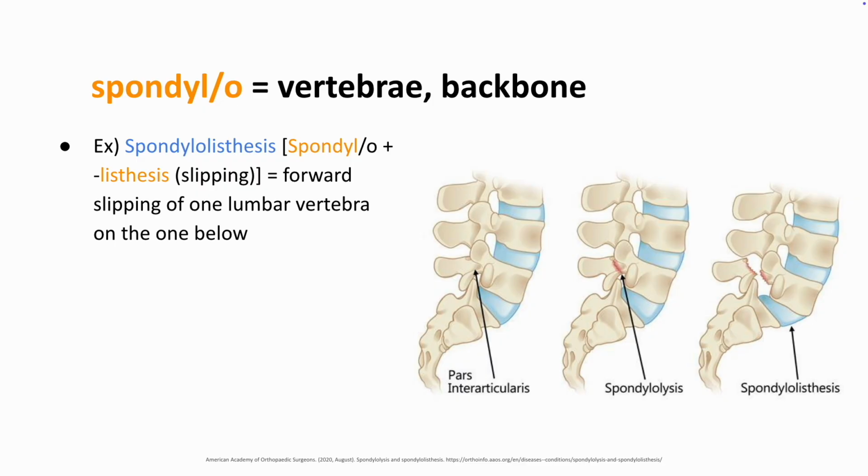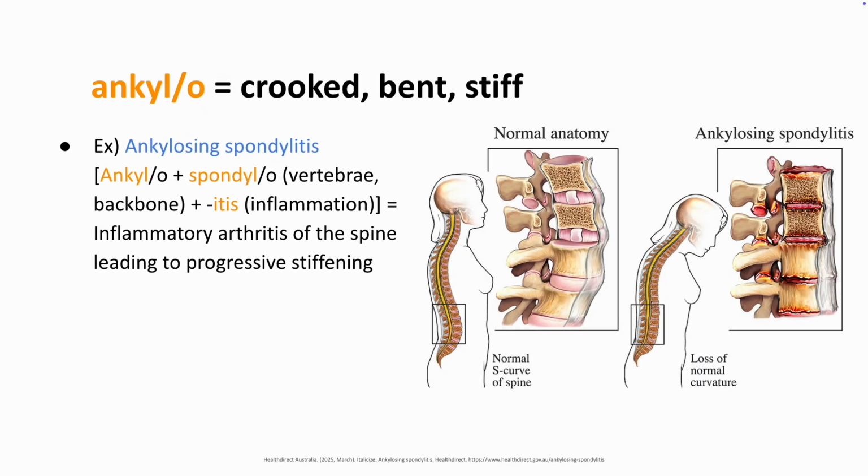Ankylo means crooked, bent, or steep. It's a combining form. And one example I came up with is ankylosing spondylitis. So crooked, bent, ankylo, spondylo, I talked about vertebra. Itis is a suffix that means inflammation. So ankylosing spondylitis is an inflammatory arthritis of the spine leading to progressive stiffening. This is what ankylo meant, stiffening of your spinal column.